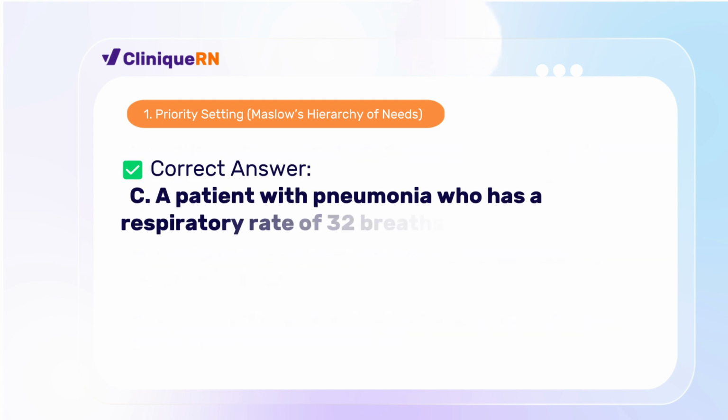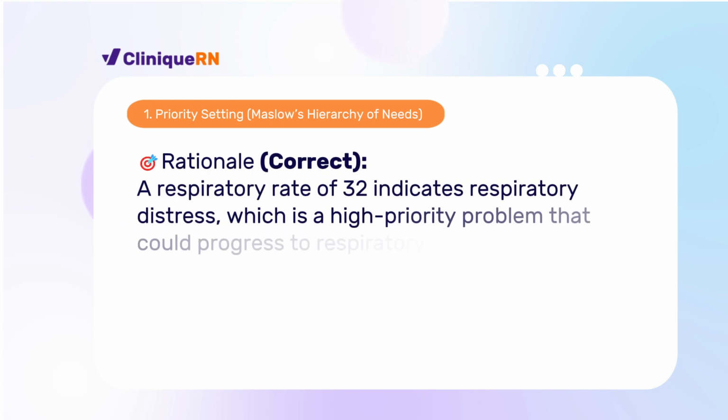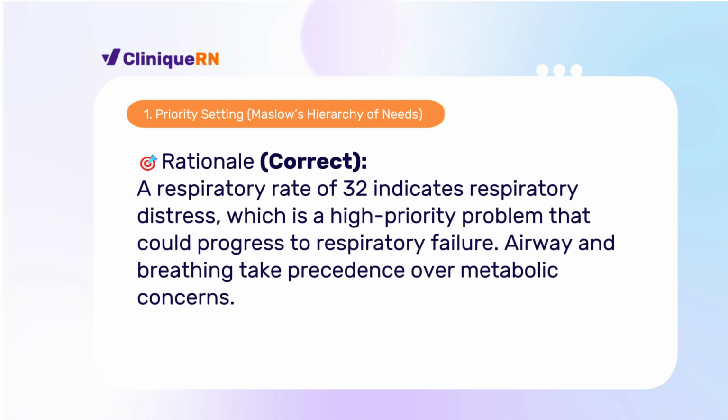Correct answer. C. A patient with pneumonia who has a respiratory rate of 32 breaths per minute. Rationale. Correct. A respiratory rate of 32 indicates respiratory distress, which is a high priority problem that could progress to respiratory failure. Airway and breathing take precedence over metabolic concerns.